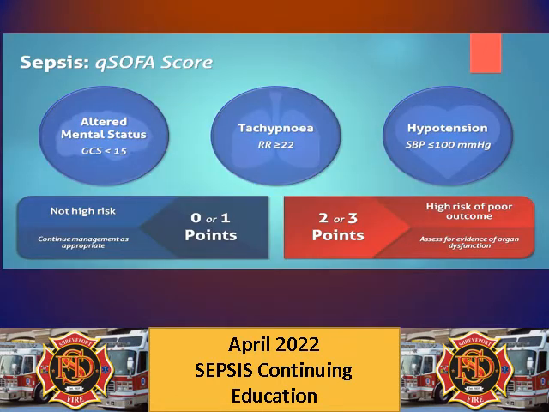So the qSOFA criteria, like we mentioned before, is really based on 3 things: altered mental status, tachypnea, and hypotension. If you have 2 out of the 3, they have a risk of poor outcome, and this needs to be communicated over the radio when you do patient report.